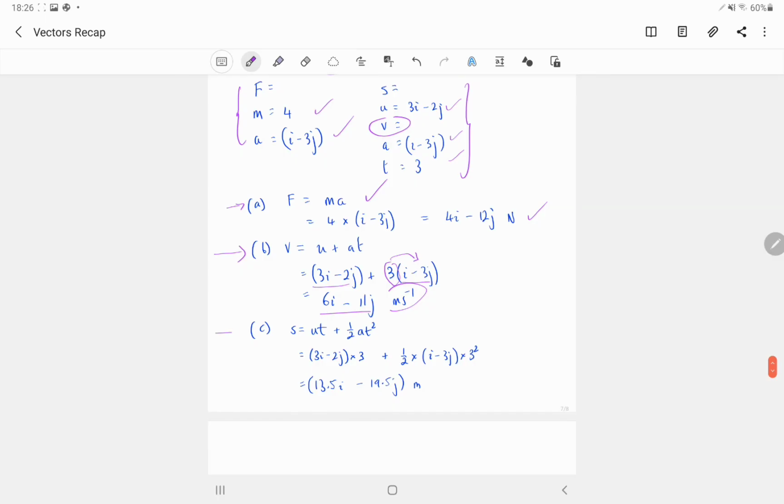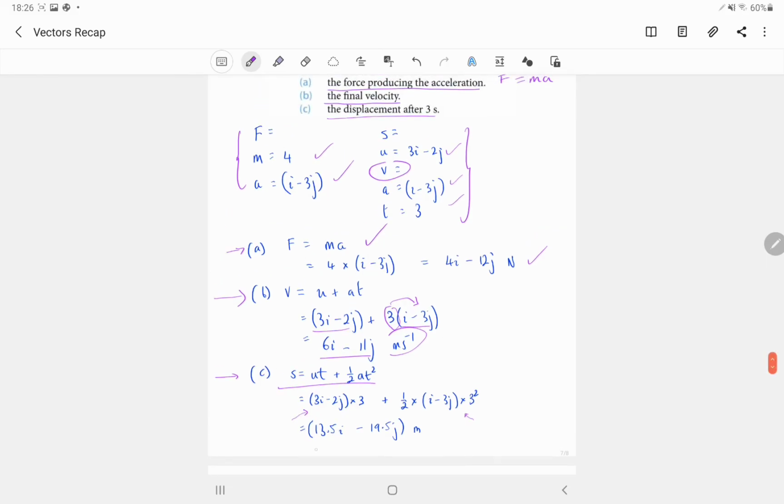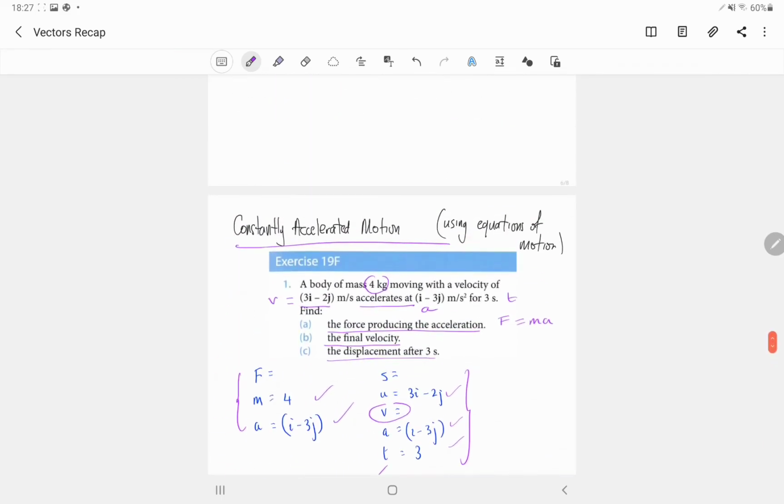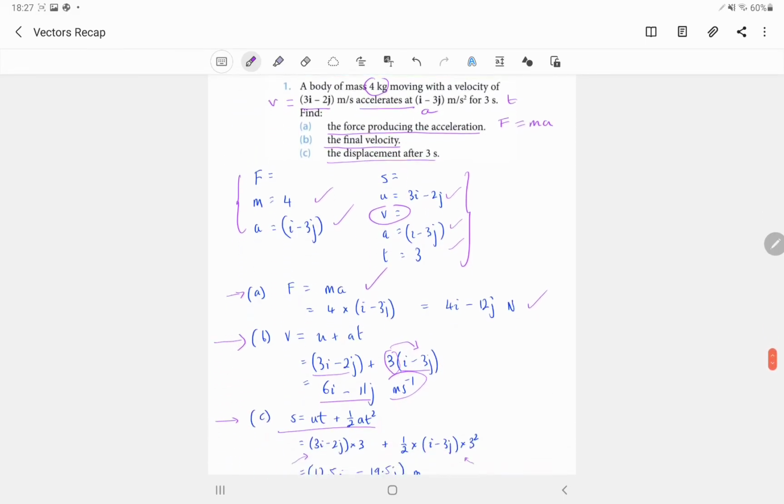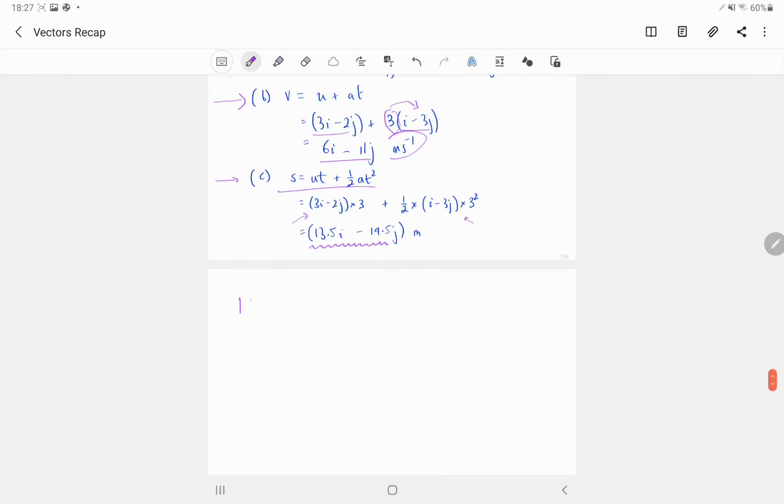Part C, displacement after 3 seconds. We're not going to use v equals u plus at. We're going to use s is equal to ut plus half at squared. And just be careful with multiplying out your vectors. But whenever you do all that, you should get 13.5i minus 19.5j.